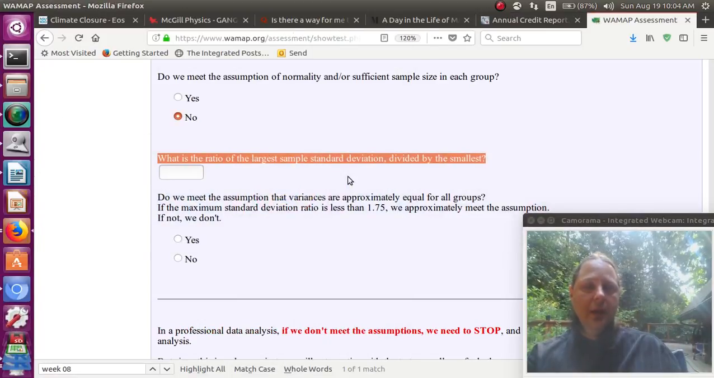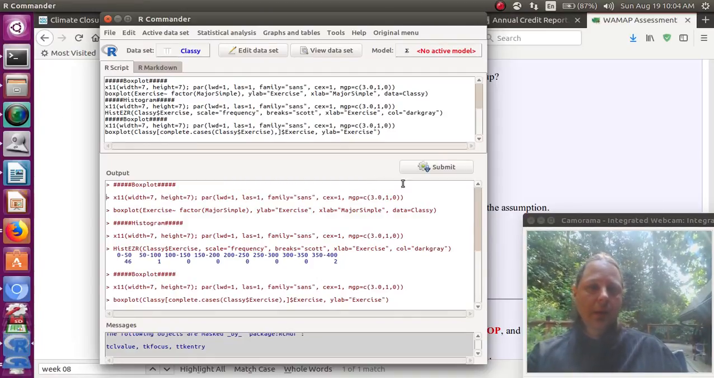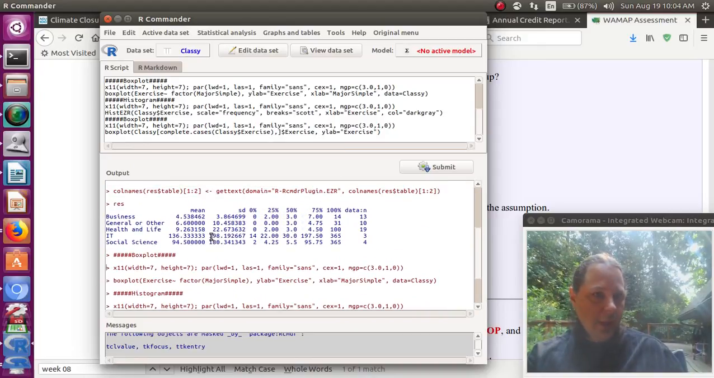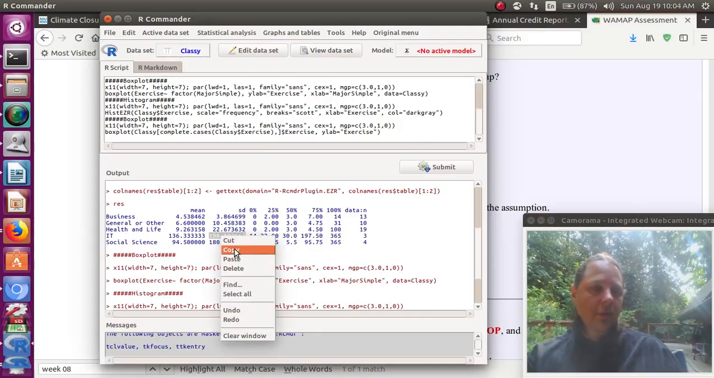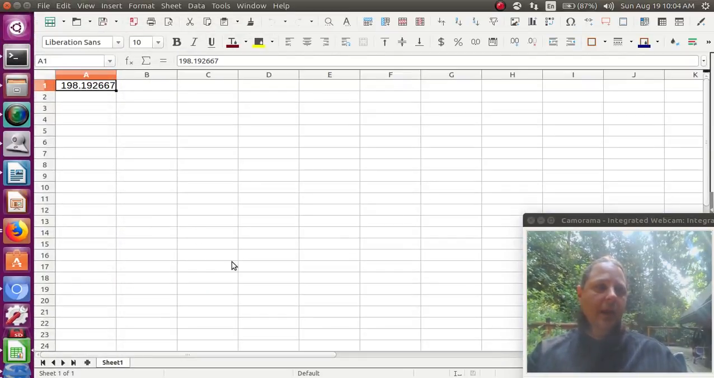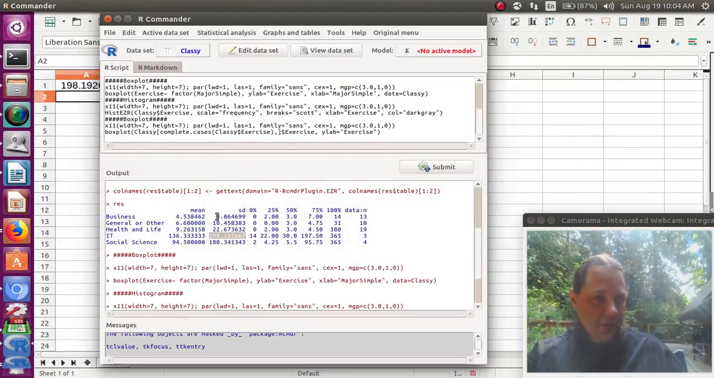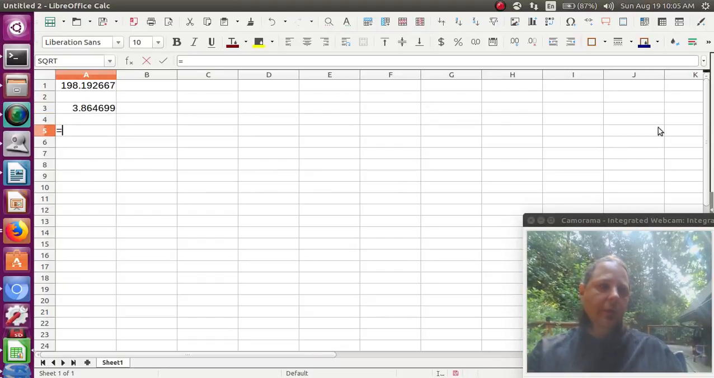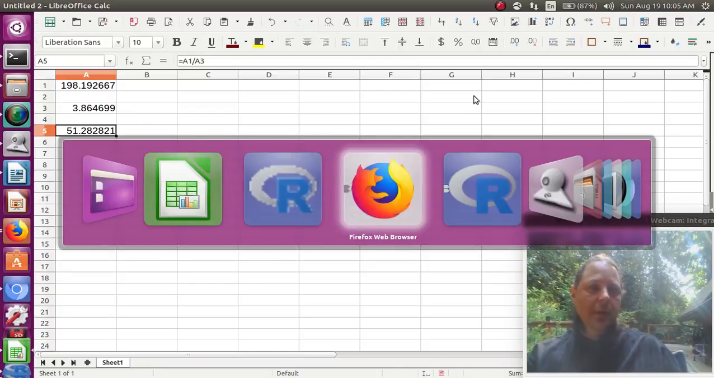So I'll go back to my descriptive statistics. The largest standard deviation is 198.19. So I'm going to copy that. Open up, say, Excel to do my computations. Paste that. The smallest standard deviation is 3.86. Copy that. Paste that. And equals the largest divided by the smallest. And I get 51.28. Which is what I'll put.